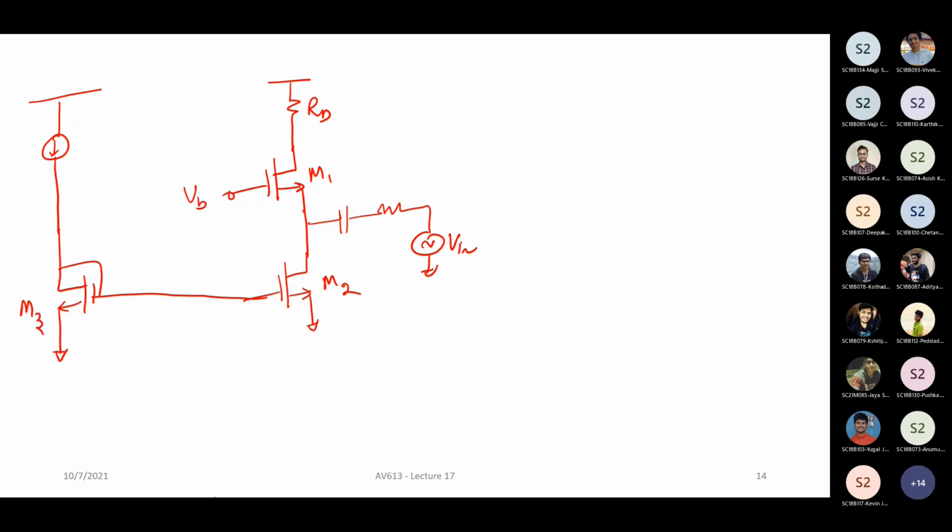Let's call this M3. Now you have some reference current coming in. You bias, using a current mirror, this particular current source. So this current mirror part we are very comfortable with, right? Like we have already seen that. So the current source is replaced by M2.